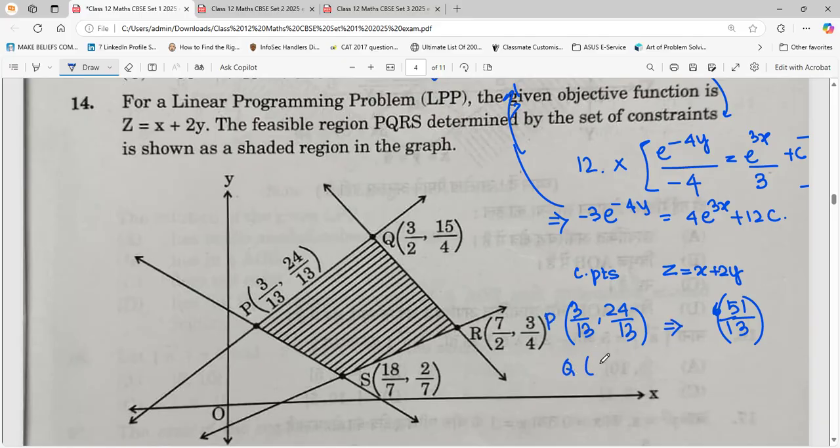Point Q is 3 by 2, 15 by 4. So that will be 3 by 2 plus 15 by 2, because 2 times y is 2 times 15 by 4, which is 15 by 2. 3 by 2 plus 15 by 2 becomes 18 by 2, which is 9. For point R, that's 7 by 2, so that is equal to 7 by 2 plus 2 times 3 by 4, which is 3 by 2. 7 by 2 plus 3 by 2 is 5.